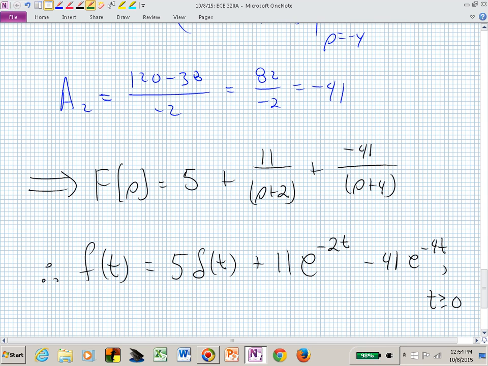So if that was a voltage and somebody said, what's my transient, or how long is my transient? You can say, well, in about 3 seconds, your transient will be gone. You won't see anything that happened in that system.